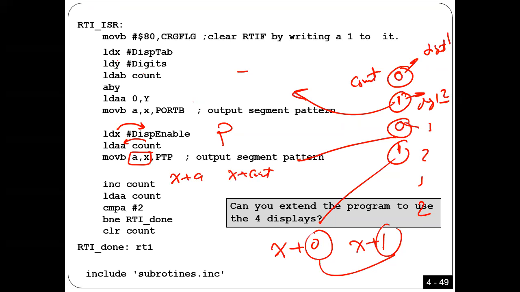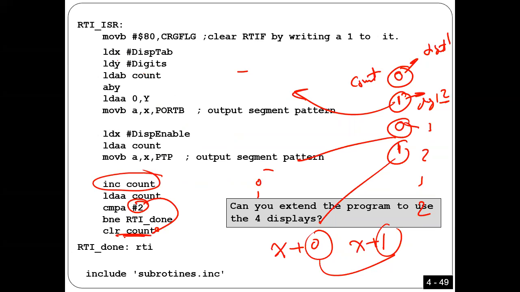So in one interrupt, count is 0, the next interrupt count is 1, okay? Then I'm gonna put it to port P. So what else remaining? Now I put one value to port P, I put the enable to port P. I'm done. Yes, I'm done. But I have to update count, right? So as you see here, guys, I have to increment the count. Is that okay?